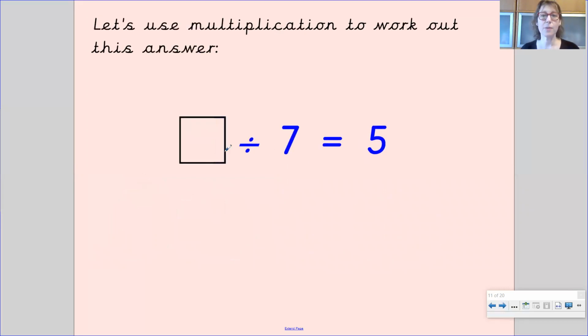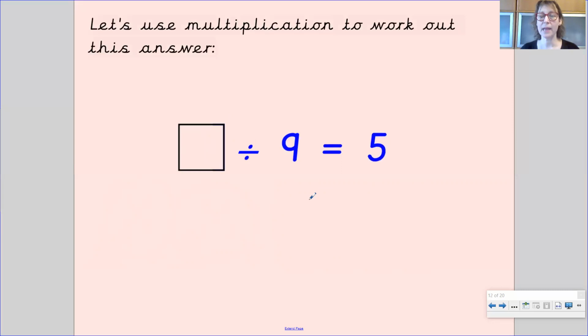So again, in this one, we've got the first number missing, and it looks scary because it's a division sum, but actually, if we do 7 times 5, 5, 10, 15, 20, 25, 30, 35, we get our answer quite quickly. So 35 divided by 7 would be 5. So if you had 35 counters and you put them in 7 groups, you'd have 5 in each group.